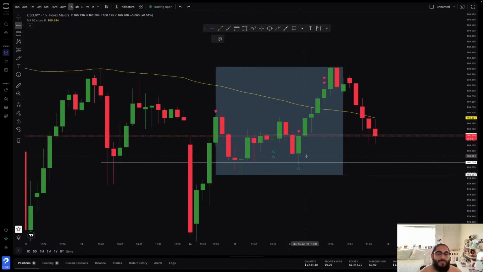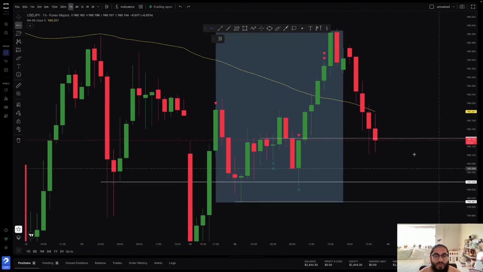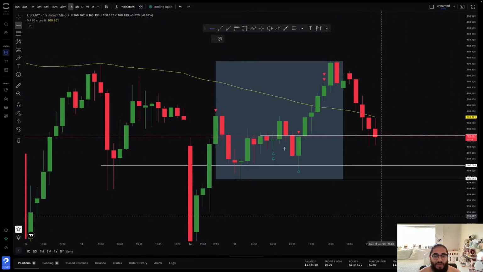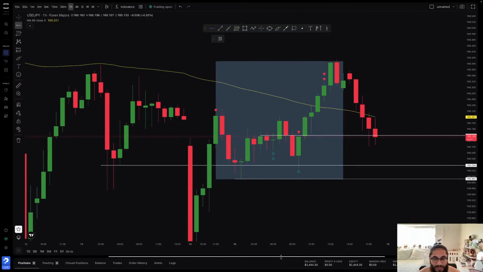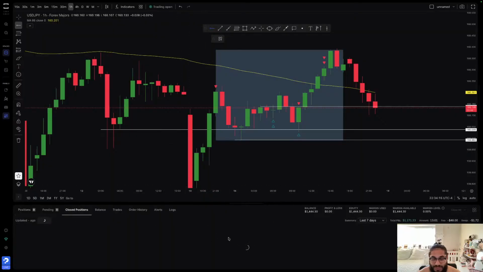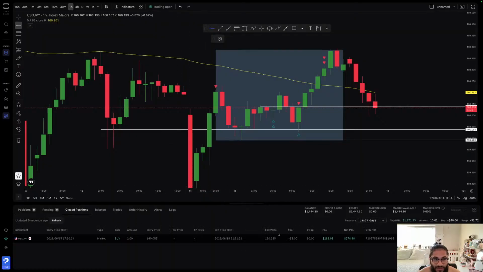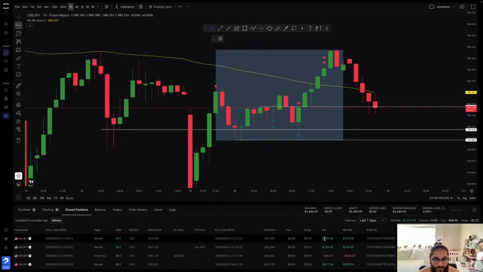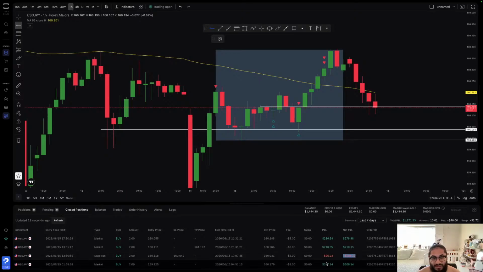I ended up getting stopped out. Just one position, sorry. One position gets stopped out. So now, as we can see here, let's go to close positions. That's where we lose. Here, $96. Well, technically 104 based off the fees and all that stuff. So again, a loss.